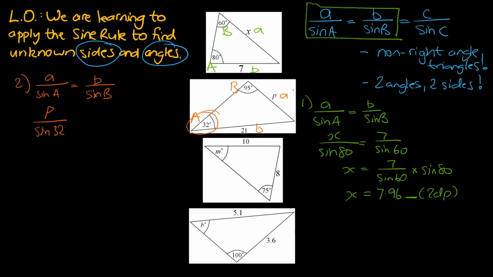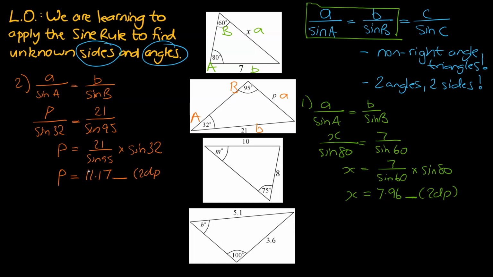So those are the A values. That's going to be equal to 21 divided by sine 95. When you do your algebra, that's going to be 21 divided by sine 95, and we're going to multiply that by sine 32, which is the opposite of divide by sine 32. When we put that in our calculator, that gets us to 11.17. Again, we don't have any units, but we would put them there, and I've rounded that to 2 decimal places. So at this point, hopefully you've got down the 2 examples we've done.